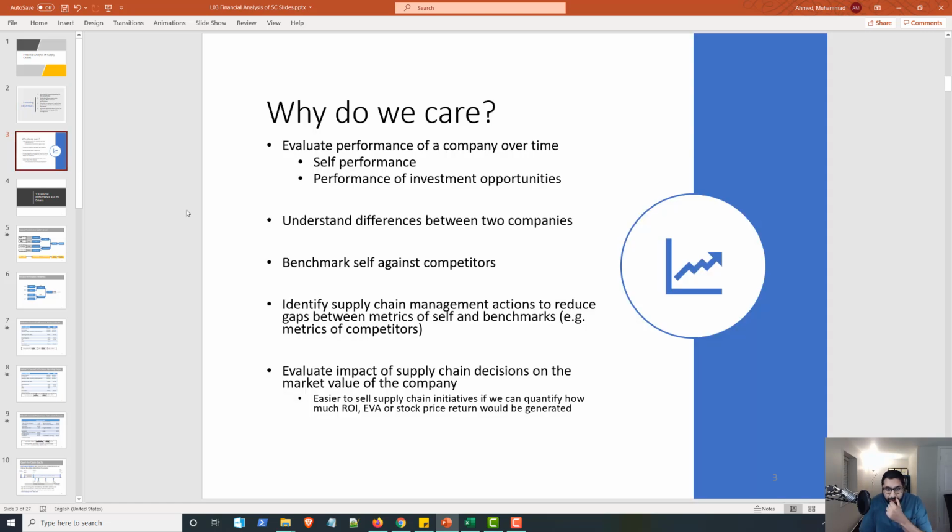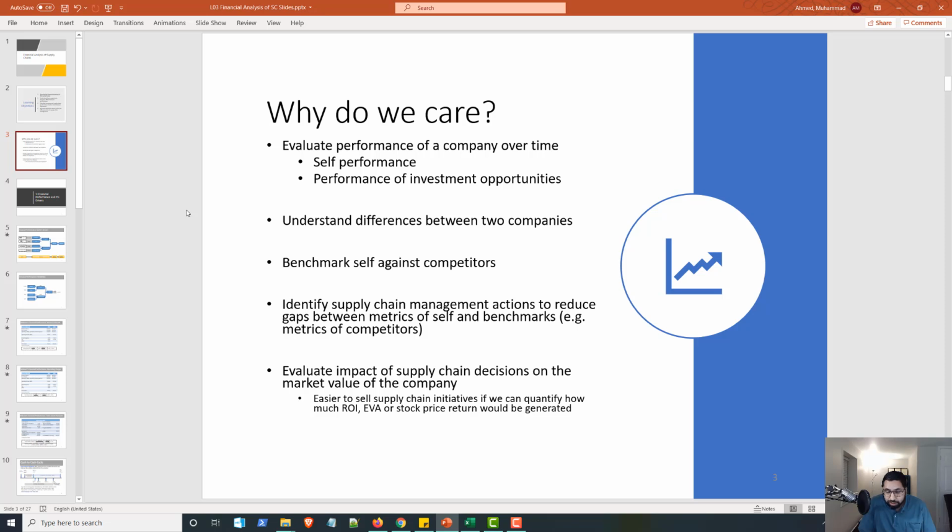So why do we care about financial performance and looking at financial statement data? We might want to evaluate the performance of a company over time because we either work for the company or we are responsible for the company, or maybe we invest in the company. Maybe the company is our competitor and we are trying to see where they are going with respect to the rest of the industry.